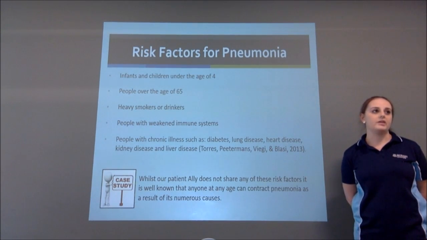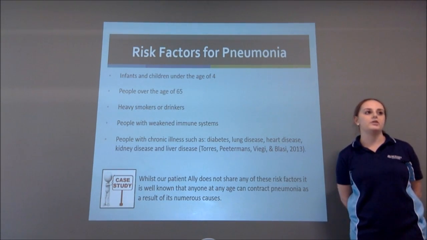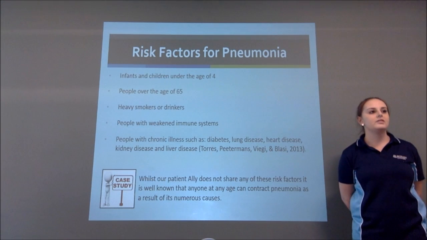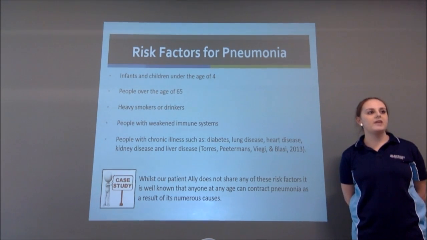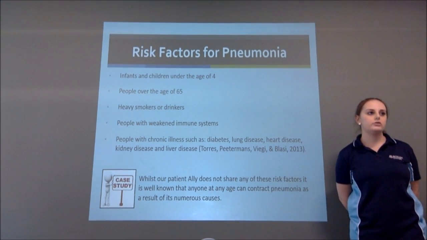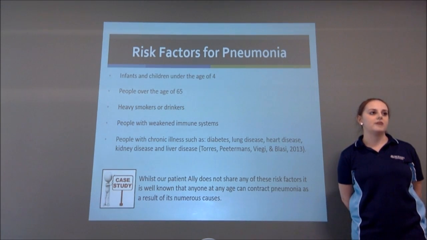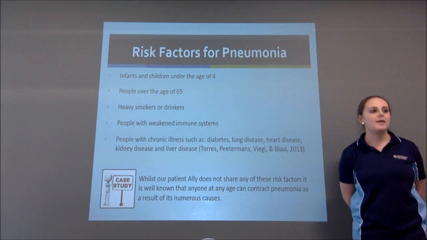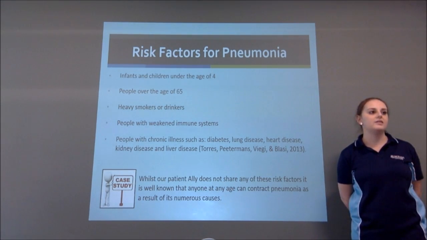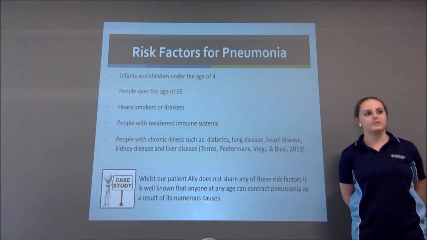Risk factors for pneumonia. So some people are more at risk of developing pneumonia than others. These include infants and children under the age of 4, people over the age of 65, heavy smokers or drinkers, people with weakened immune systems, and people with chronic illnesses such as diabetes, lung disease, heart disease, kidney disease, and liver disease. Whilst our patient Ali does not share any of these risk factors, it is well known that anyone at any age can contract pneumonia as a result of its numerous causes.